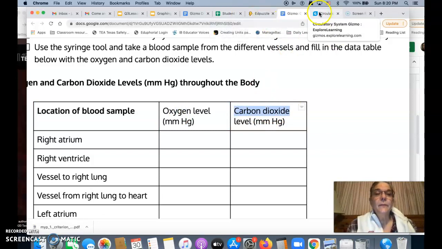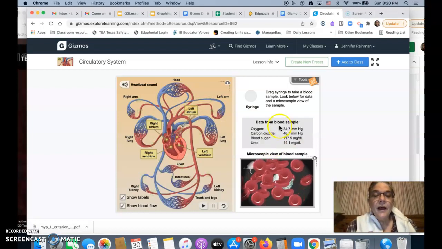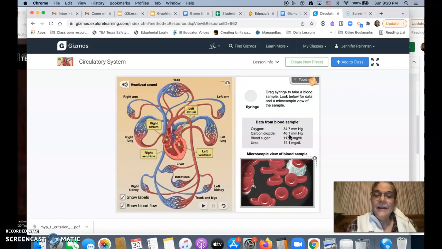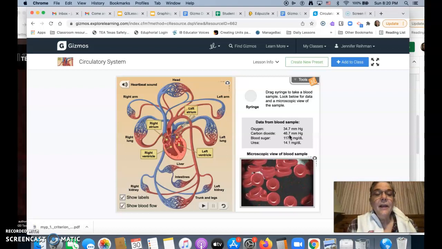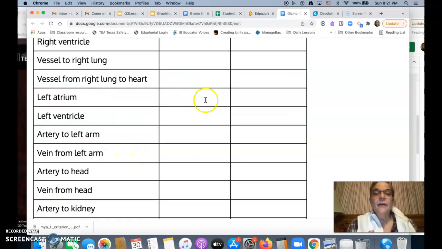So if I go back to the Gizmo, you take a little syringe, and it says right atrium, and there's a little dot there. That is where you're going to aim your syringe, and it says oxygen 30.4 and carbon dioxide 46.7. I'll just round to the nearest whole number. Make it easy on yourselves. And you write those two numbers on your paper. And you're going to do that for all of the things on here.